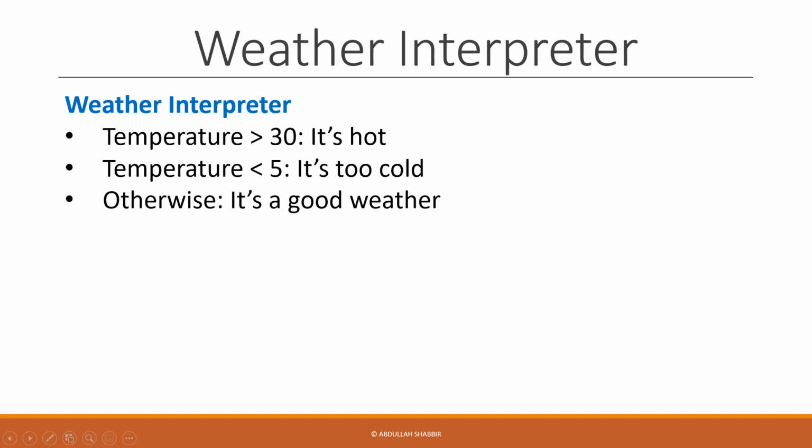Let's make a program which interprets the weather. Depending on the value of temperature, it prints out a hot message when the temperature is above 30 degrees. A cold message is printed out when it's below 5 degrees, and otherwise it considers this neutral weather and prints out it's a good weather.